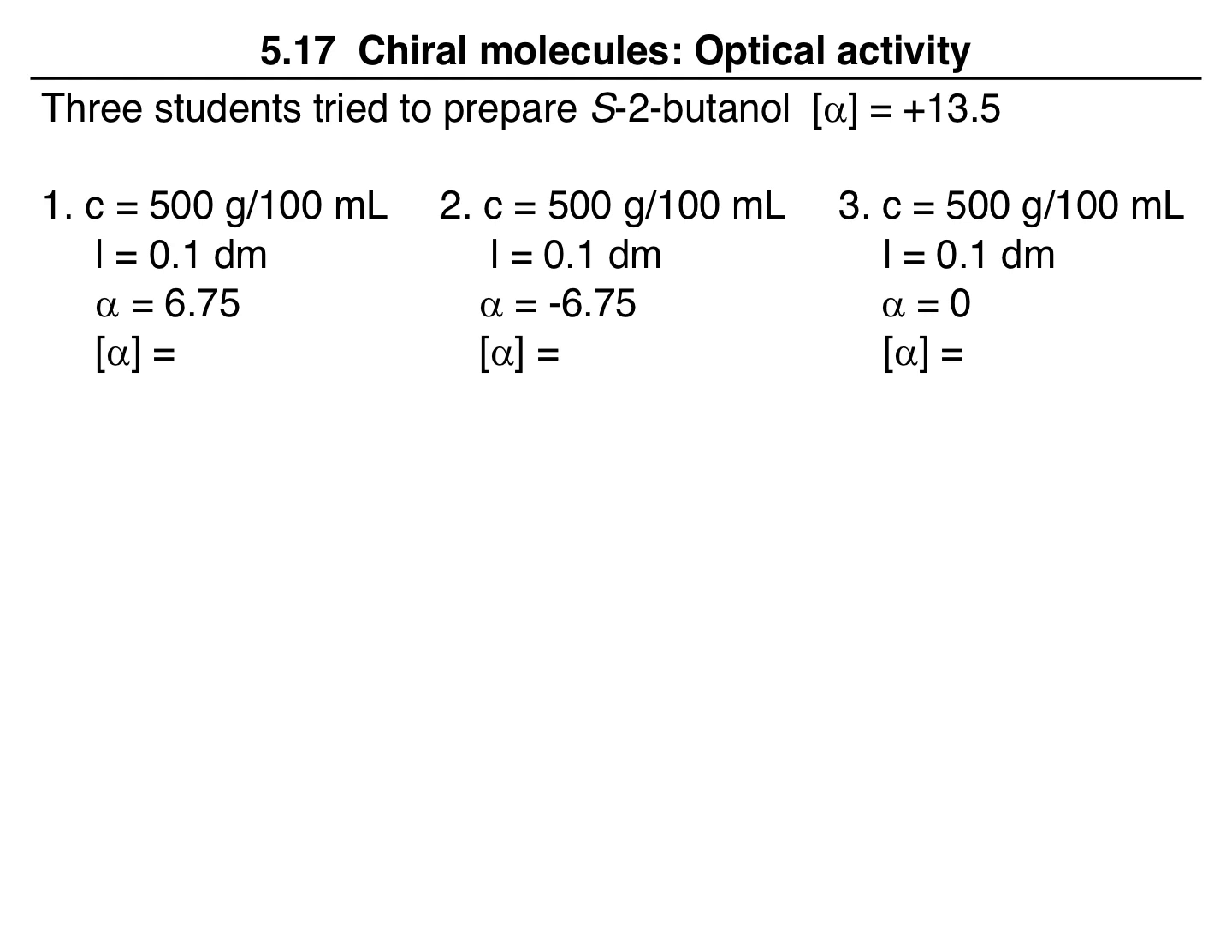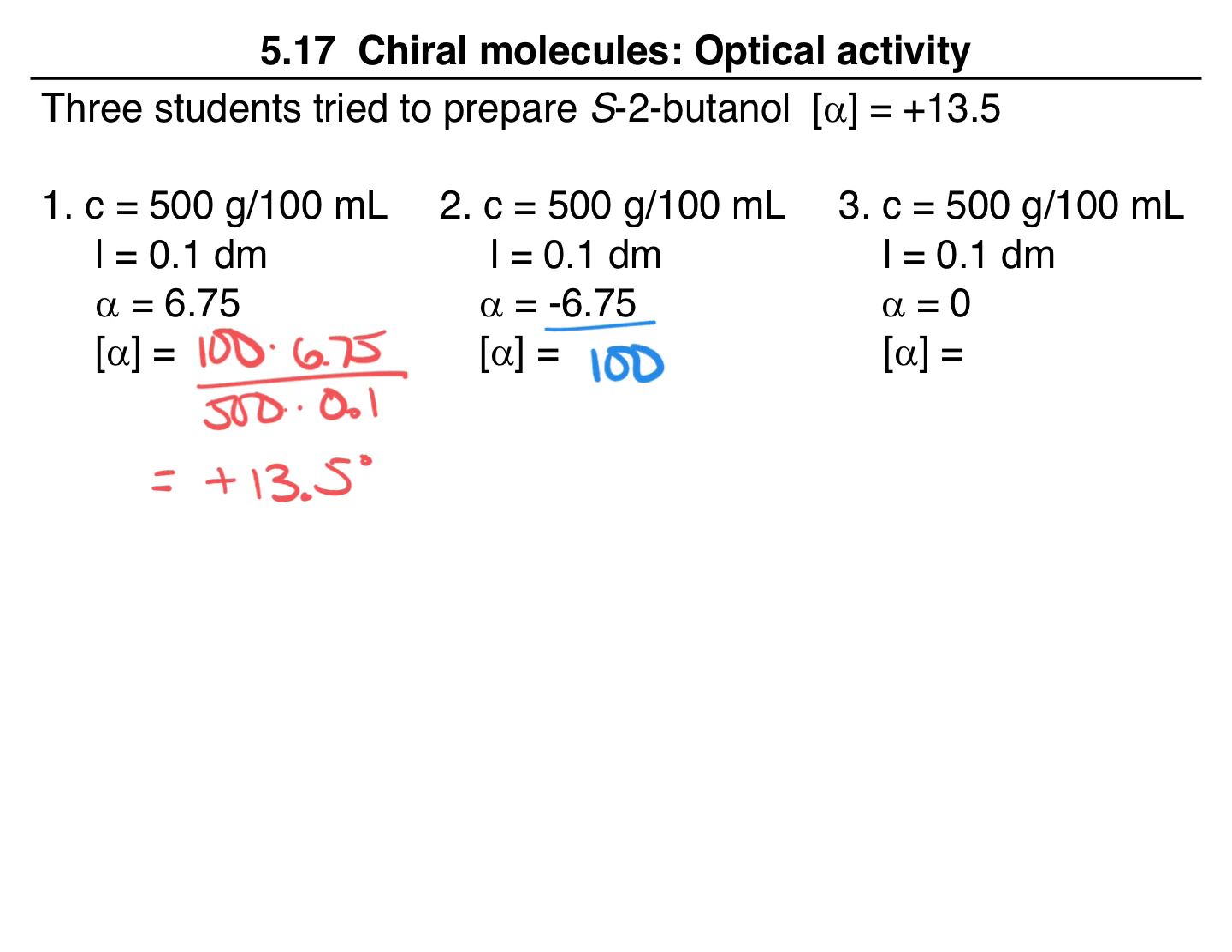So the specific rotation then would be 100 times the measured rotation, which is 6.75, divided by the concentration, which is 500, and divided by the path length, which is 0.1. So this gives a specific rotation of plus 13.5 degrees. In the second example, a student made up the same concentration, same path length, but they measured negative 6.75.